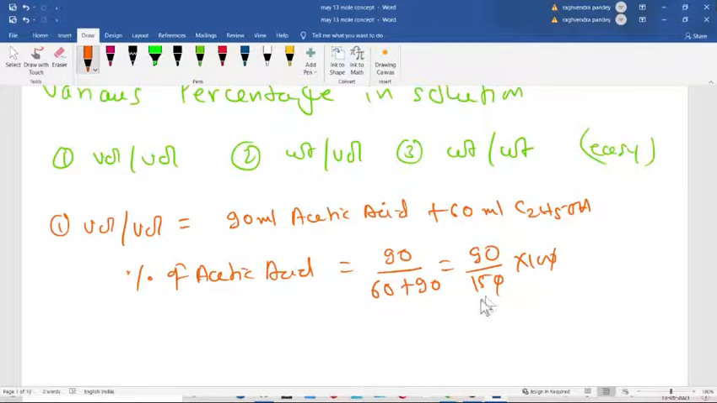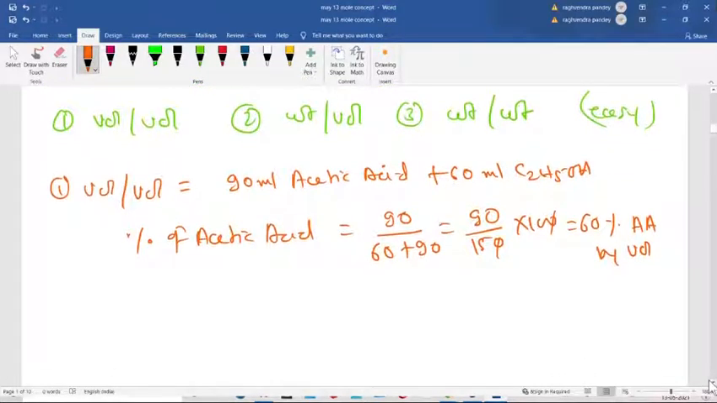So we cancel out, and you will get 60%. 15 sixes are 90. So you get 60% acetic acid by volume. This is simple, you don't have to do anything, just calculate the percentage there.